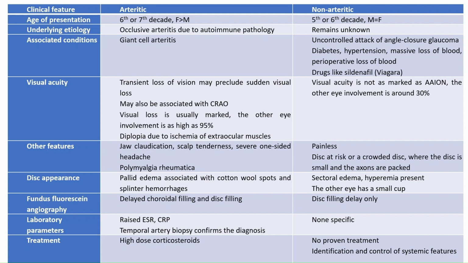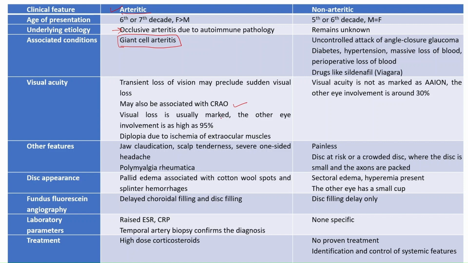So in ischemic, we have two main variants. One is arthritic, the other is non-arthritic. So what does the word arthritis mean to you? It is associated with some form of inflammation, and the disease here is giant cell arteritis. It's usually seen more in women and in an elderly age group, and there is occlusion of the arteries due to inflammation. So the inflammation is quite severe and the visual loss is also quite profound. There are episodes of transient loss of vision which may come before the visual loss, and it might be associated with CRAO as well.